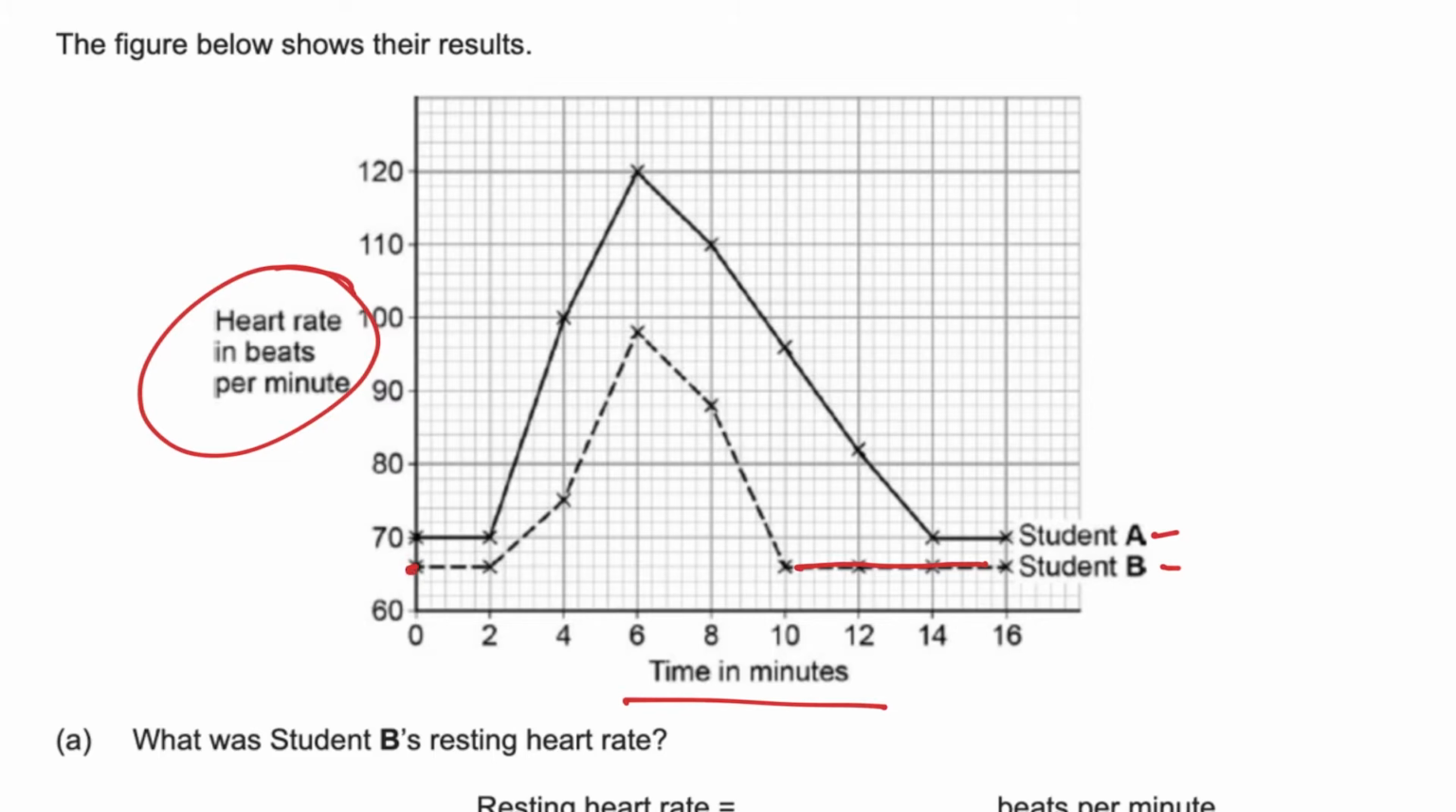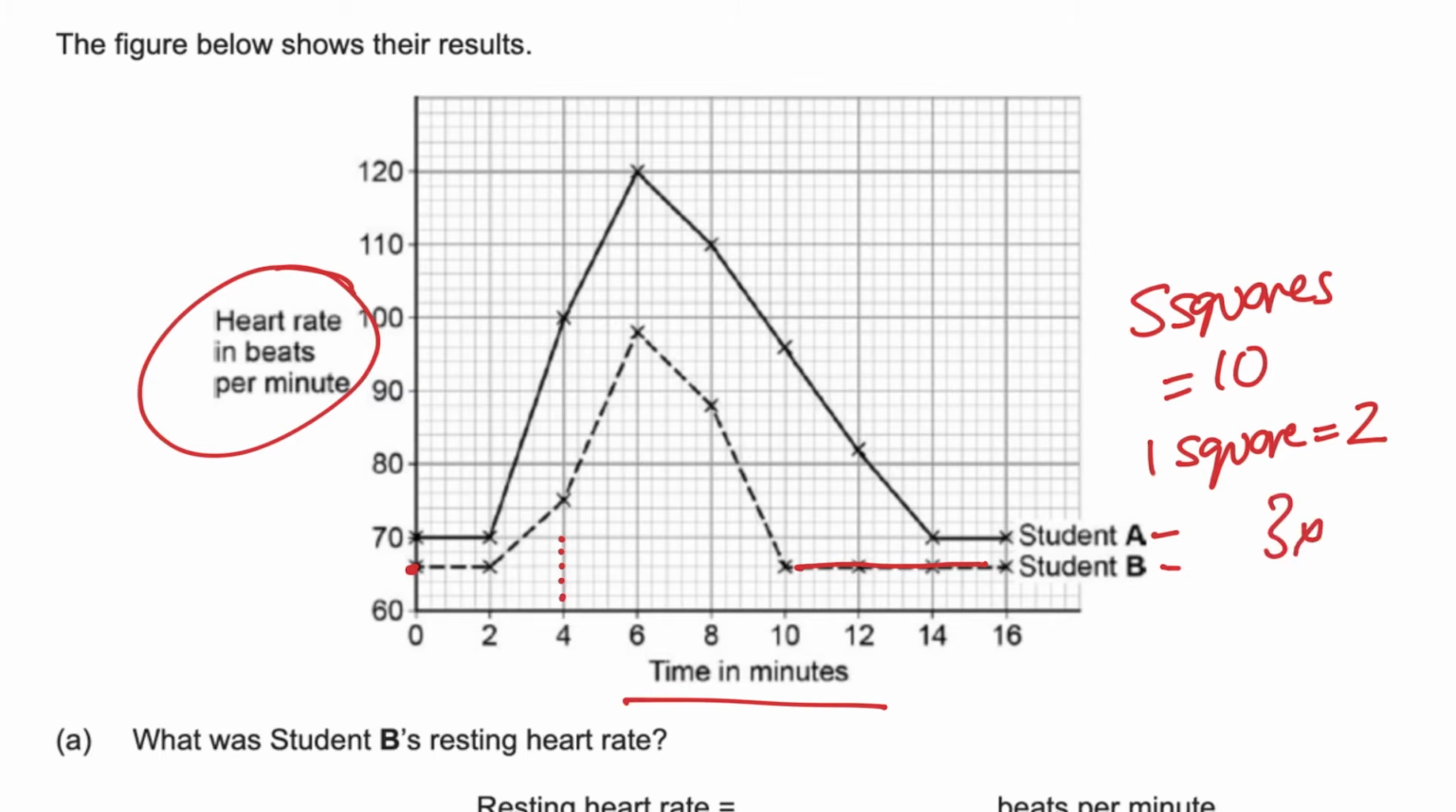So it's going to be 3 squares up from 60. So there are 1, 2, 3, 4, 5 squares between 60 and 70. So if there's 5 squares between 60 and 70, 5 squares is equal to 10. So 1 square is equal to 2 beats per minute. Okay, so if it's 3 squares up, it's going to be 60 and 3 squares more. So it's going to be 3 times 2, it's 6. So it's going to be 66 beats per minute.